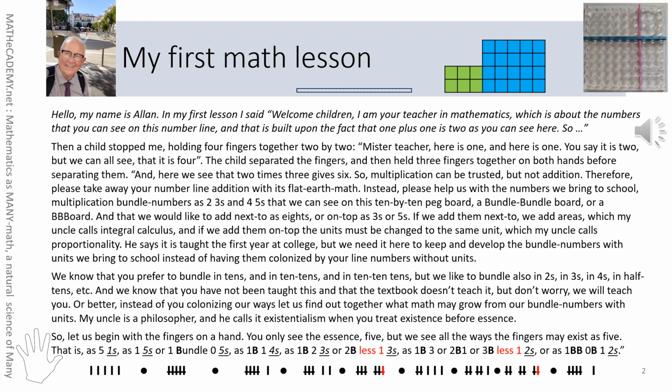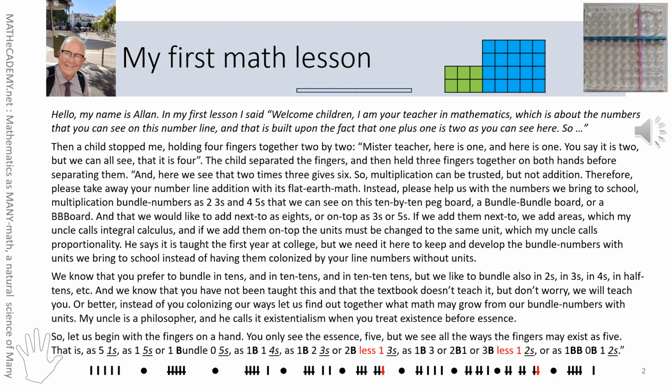The child separated the fingers, and then held 3 fingers together on both hands before separating them. And here we see that 2 times 3 gives 6. So, multiplication can be trusted, but not addition. Therefore, please take away your number line addition, with its flat earth math. Instead, please help us with the numbers we bring to school, multiplication bundle numbers, as 2 3s and 4 5s, that we can see on this 10 by 10 pegboard, a bundle board, or a BB board. And that we would like to add next to as 8s, or on top as 3s, or as 5s.